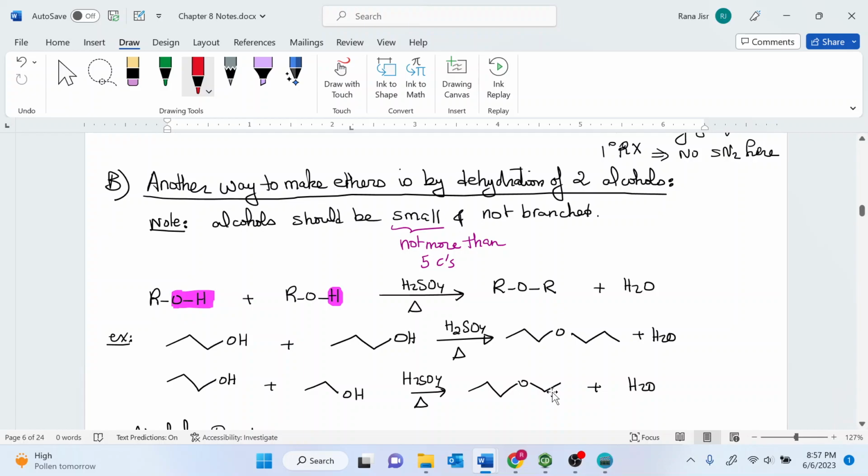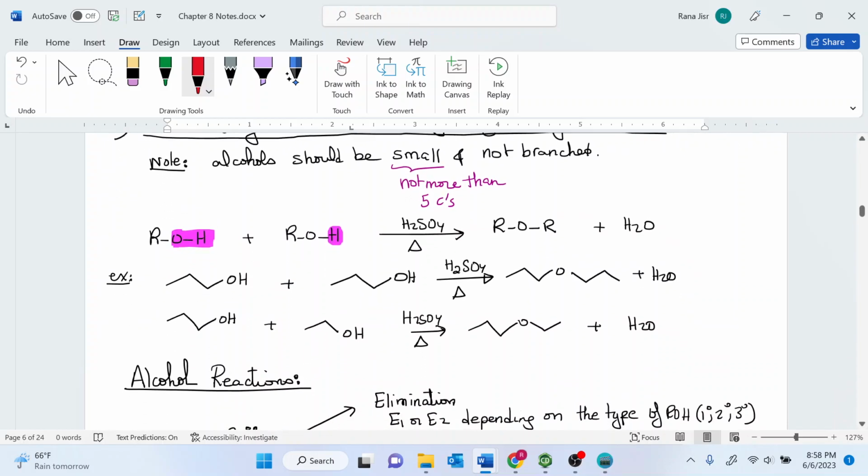Another way to make ether, and this method they use in industry, is to condense two alcohols together. However, the alcohols that you are condensing together need to be very small alcohols. So they shouldn't be branched alcohols. They can be either 2 methanols or 2 ethanols or 2 propanols. That's it.